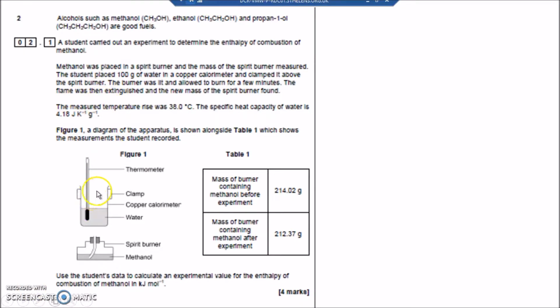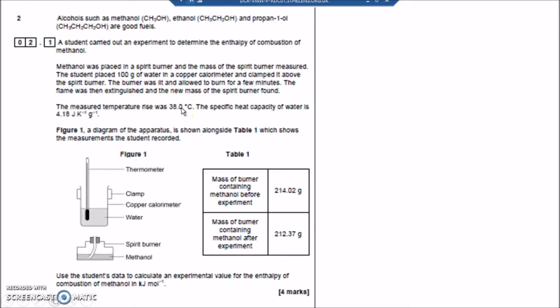Question 2. So I'm heating up some water using methanol in a spirit burner. I've got the mass of the burner before and afterwards, so I can work out the mass of methanol. But to start off with, I'm going to concentrate on the beaker and the amount of water and the temperature rise. And I'm going to use Q equals MC delta T. The mass of the water I've probably got, yes, 100 grams. MC, the specific heat capacity, I've been given 4.18, so I must be using Q equals MC delta T. And the temperature change is worked out for me as well, 38 degrees C.